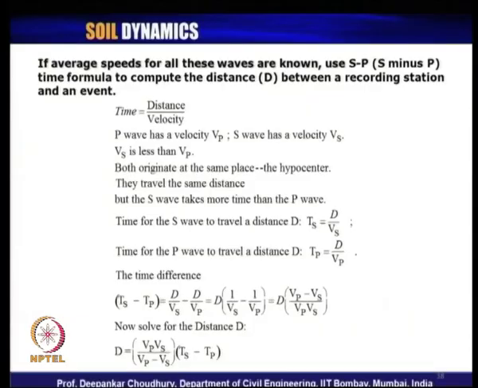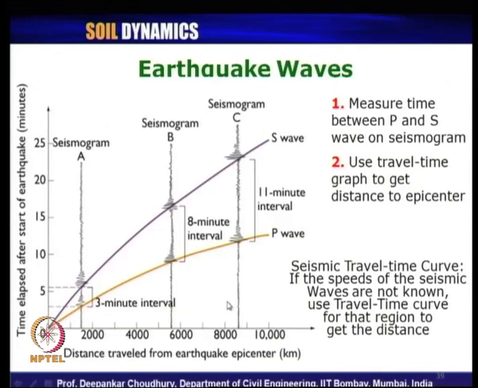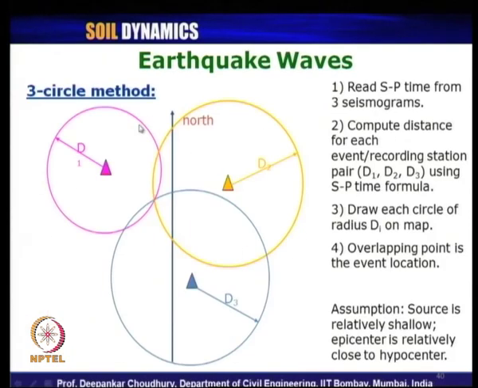Let us see. Let us look at here, what I have mentioned just now, the same thing is written. If the average speed for all these waves is known, then the S minus P time formula is used to compute the distance between a recording station and an event, meaning where the earthquake occurs. And this is the expression, a very simple way we can obtain this expression. Now, before coming to this, let me mention this method. It is called the 3 circle method. What is the 3 circle method?